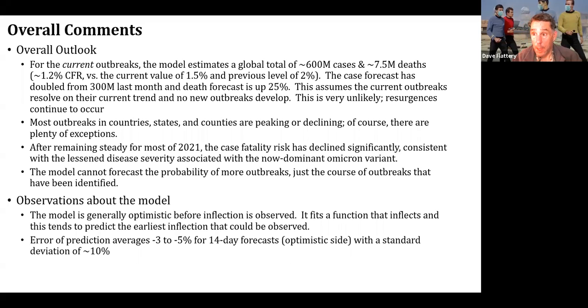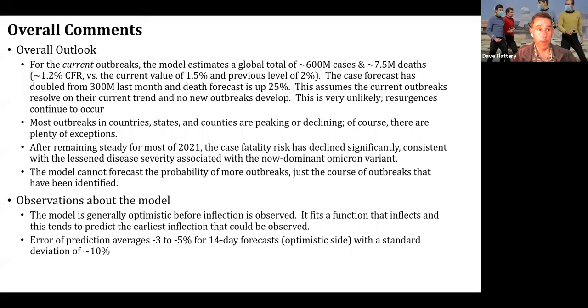And for the most part, countries, states, counties are peaking, and many are declining. For quite a few outbreaks, that's not true. Russia, Japan, Israel. I'm trying to think of one in each region, but certainly each region has outbreaks for which that's not true. But there are more declining than there are going up right now.